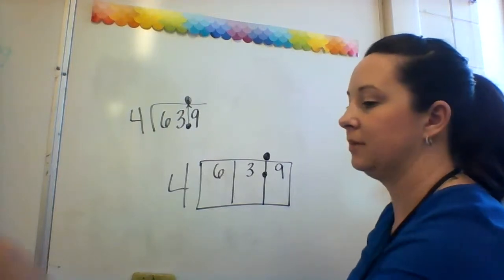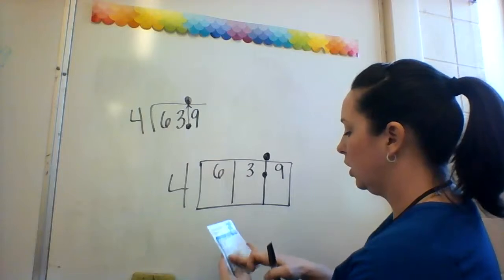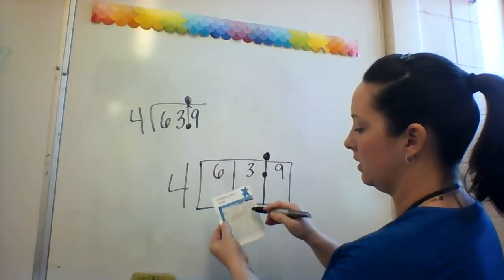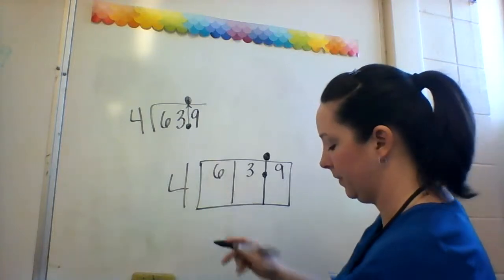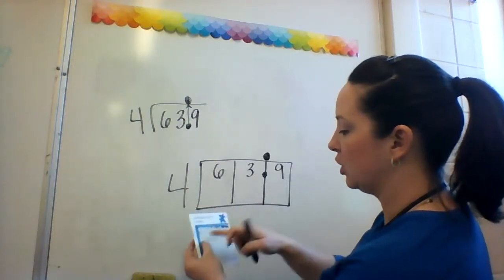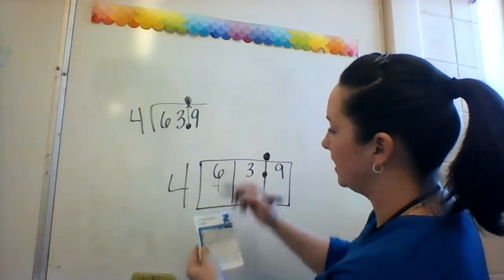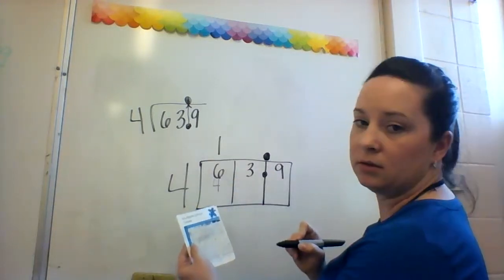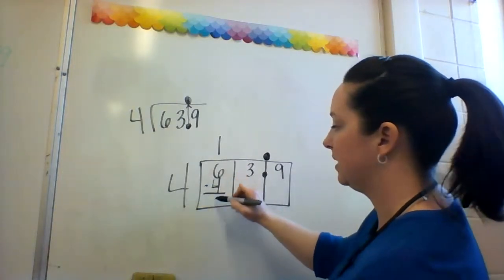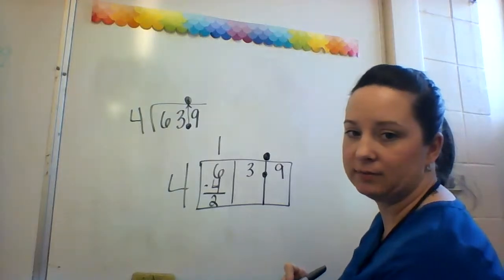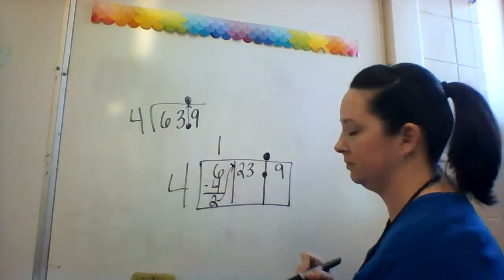Now we're going to take a multiplication chart and look across the 4s to see how close we can get to 6, because that's our first digit here. When I look across, I find that the closest I can get to 6 without going over is 4. Then if I look up on top of the chart, there's a 1, because 1 times 4 is 4. Then I subtract, and I have 2 left over. I'm going to take this 2 and move it over to the next box.